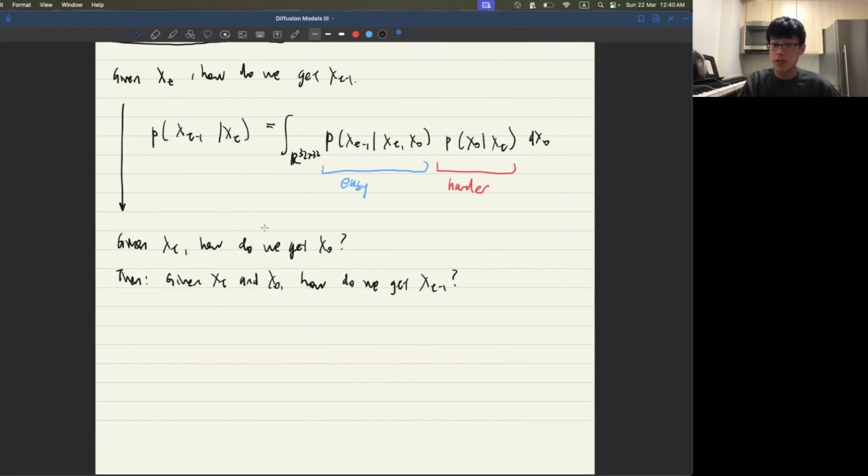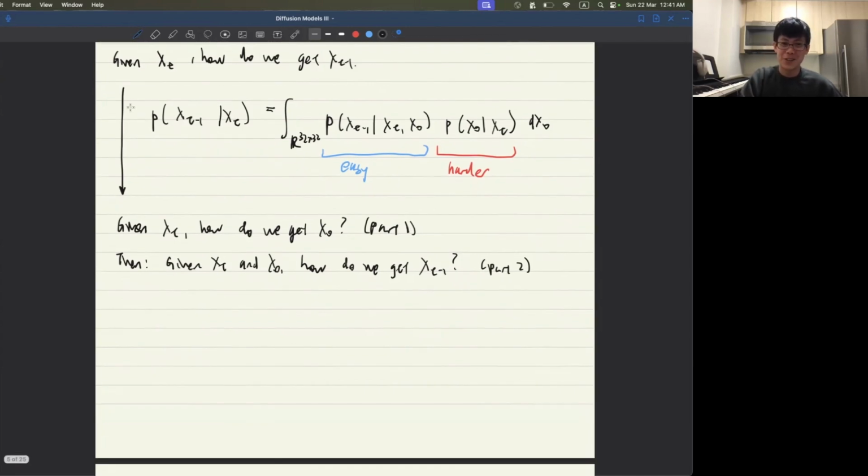We can solve both of these problems fairly well. I will call the first problem part 1, and the second part 2. Part 2 is more mathematical, and part 1 is pretty straightforward after we have solved part 2. So let us solve part 2 first.